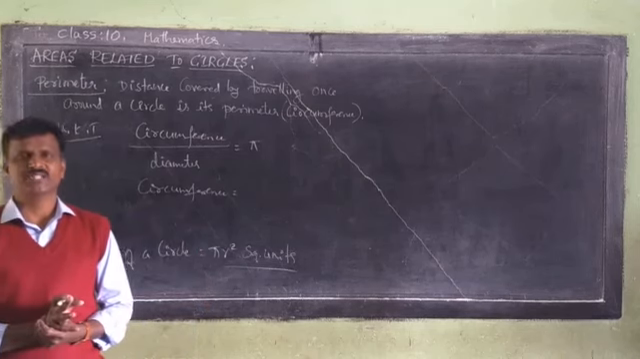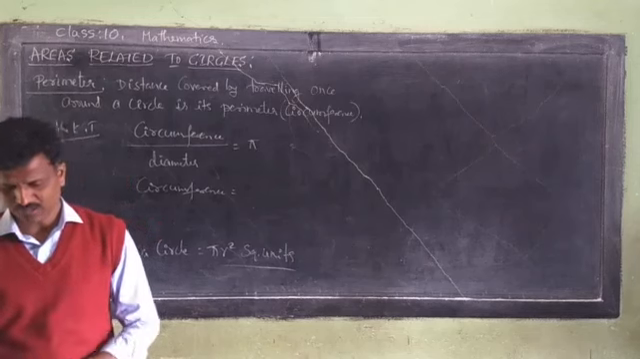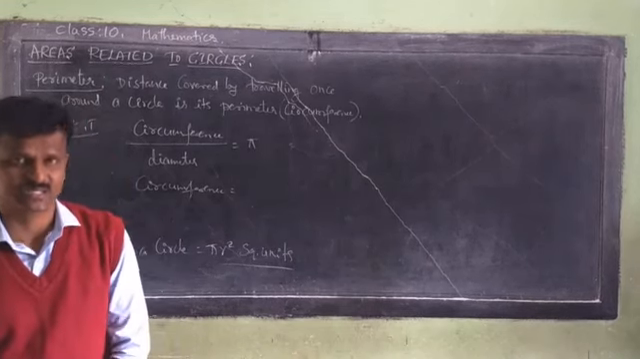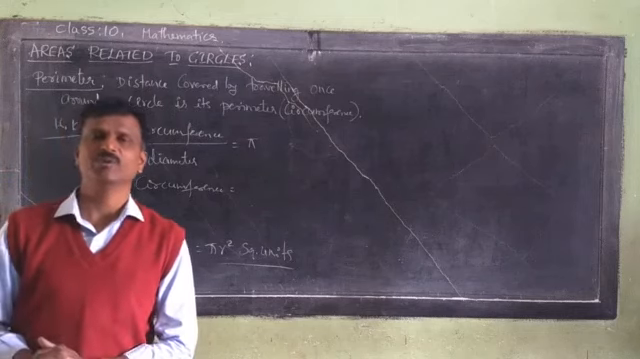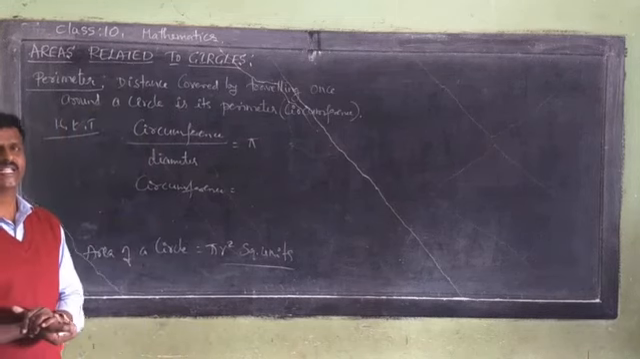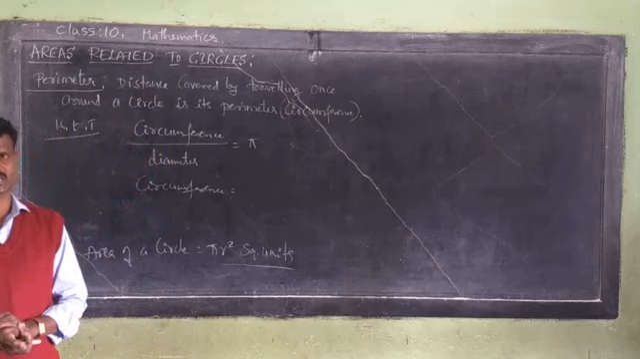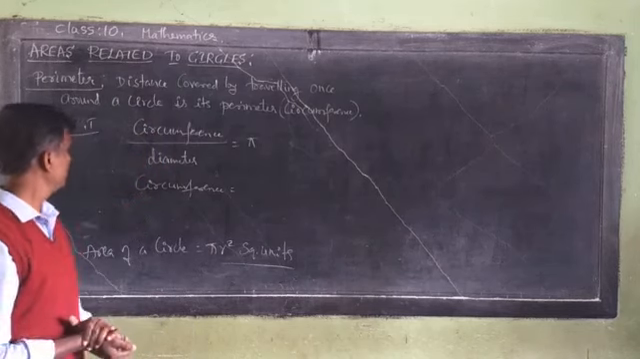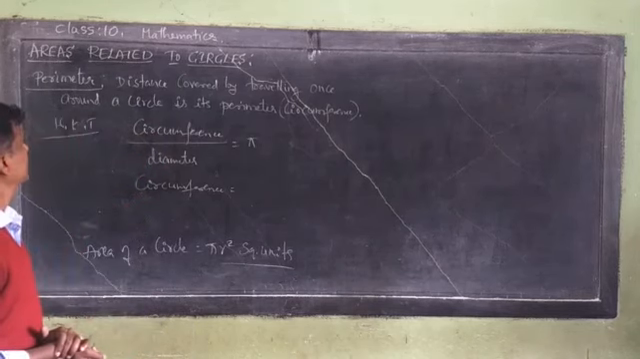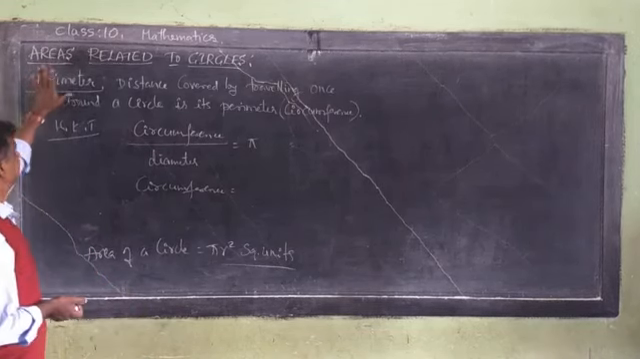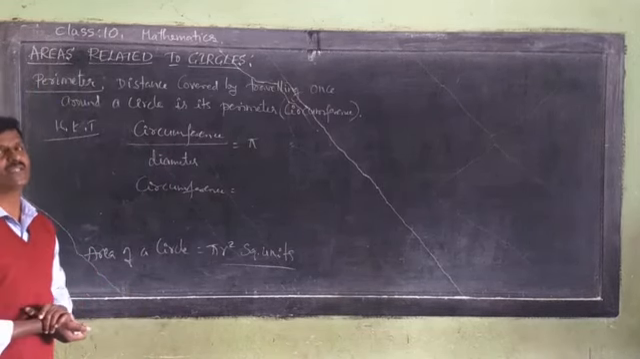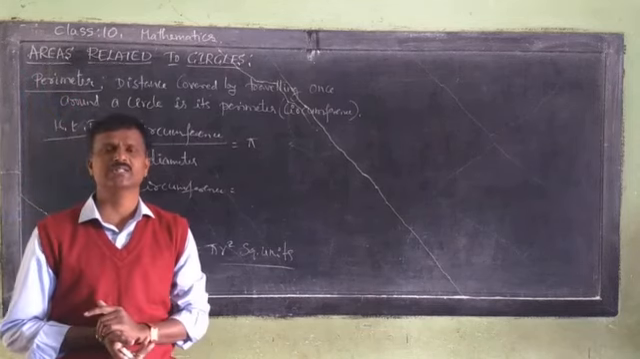In those situations, we have to find some areas. So, for that, it is very important to know about the areas related to circles. Today we deal with the area related to circles. First, we have to understand the perimeter of a circle. What is the perimeter of a circle?